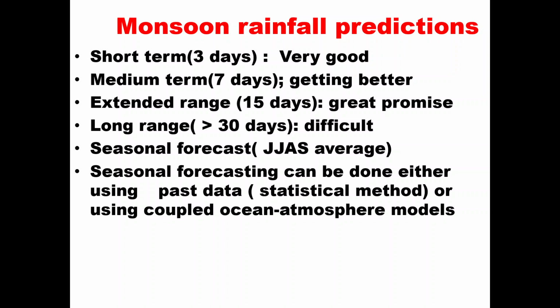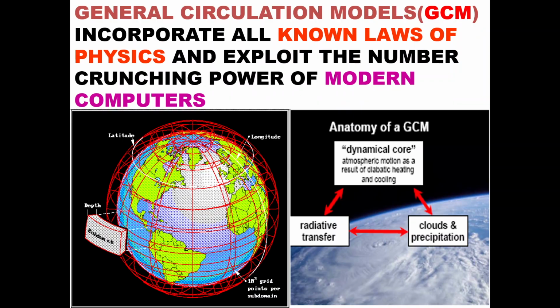The seasonal forecasting can be done either using the past data of the previous months, and this is called statistical method, or you can use coupled ocean atmospheric models to predict the seasonal mean rainfall. The method which uses models involves what is known as the general circulation models.